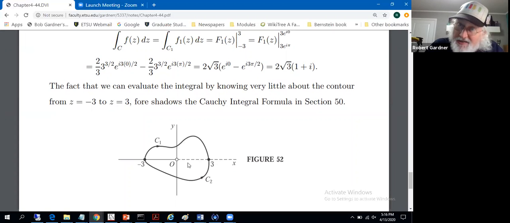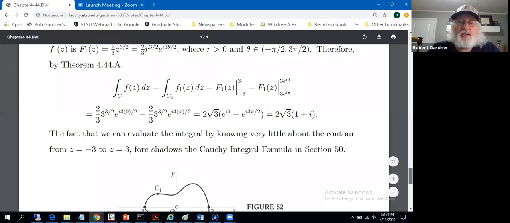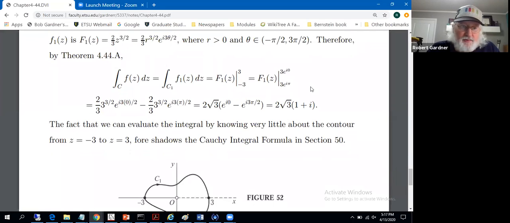I can break it into pieces like we did in that previous example, but otherwise we've got some issues. The point of this one is, I didn't know much about that contour and we were able to evaluate the integral. I couldn't say, here's z of t, because I don't know anything about the contour other than it starts here, stops there, and it lies in the upper half plane. And with that little bit of information, we were still able to evaluate the integral.